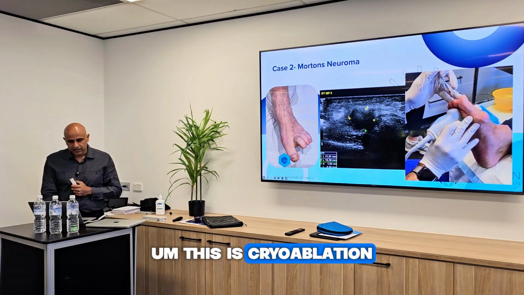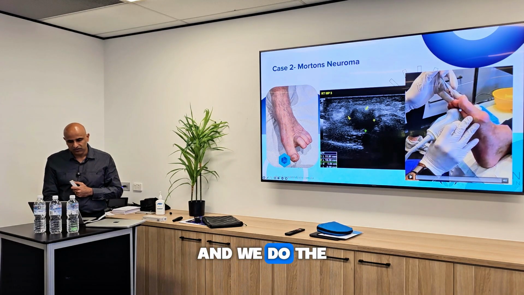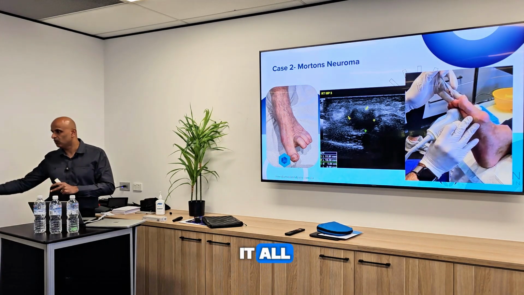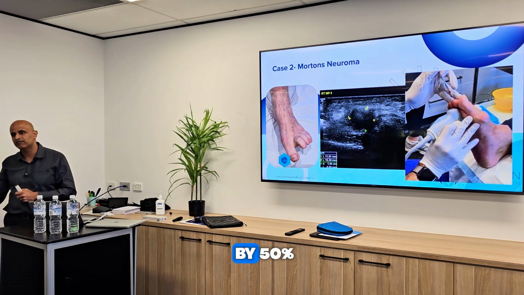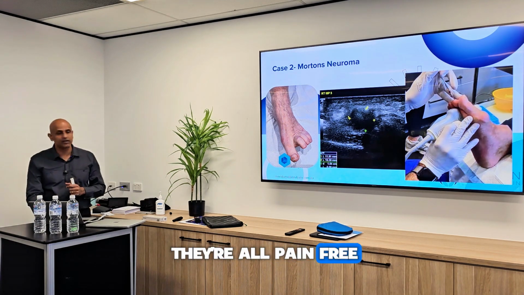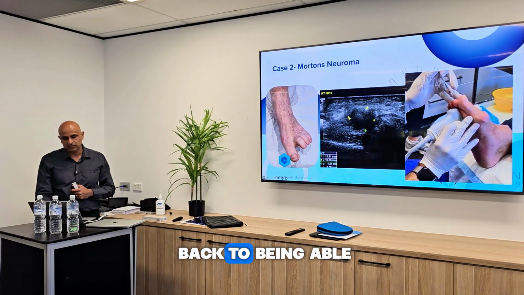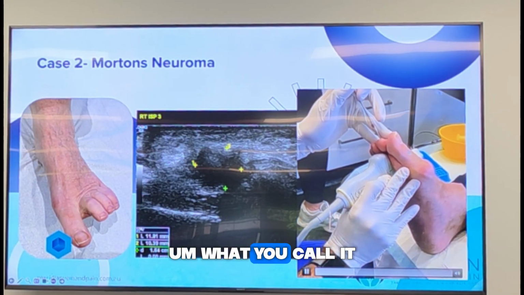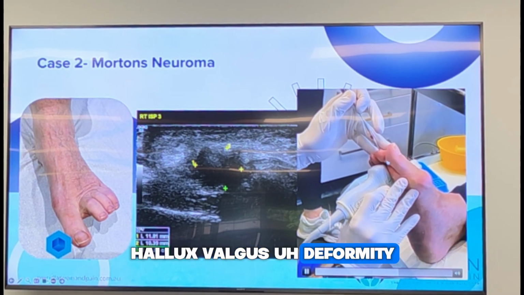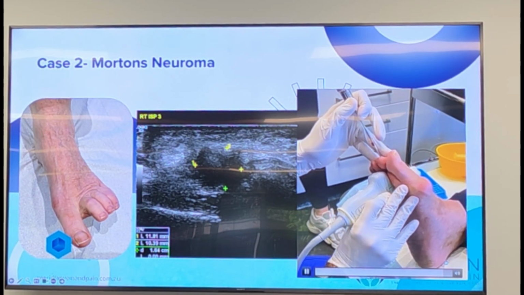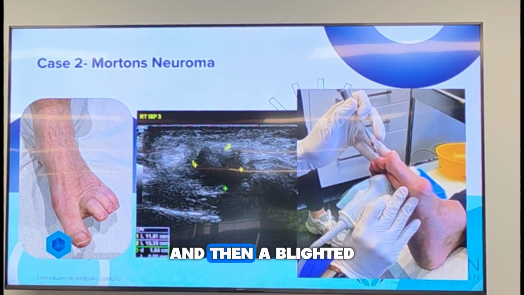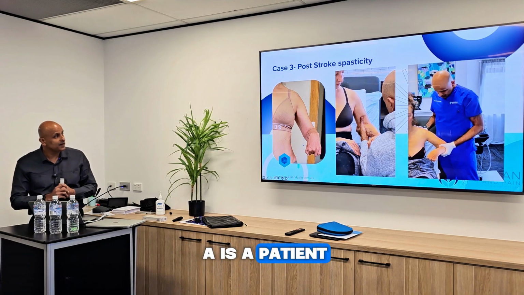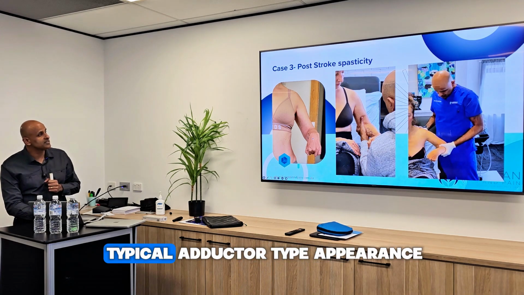This is cryoablation, so we've got our neuroma, we do the same thing basically with RF. They have about 3 months worth of worsening symptoms, and then by about 8 weeks, their pain is reduced by 50%. By about 3 months, they're all pain-free. Back to running, back to being able to work. So this bloke had a large hallux valgus deformity and quite a flat foot, and essentially what we do is put it in there and then ablate it under ultrasound.